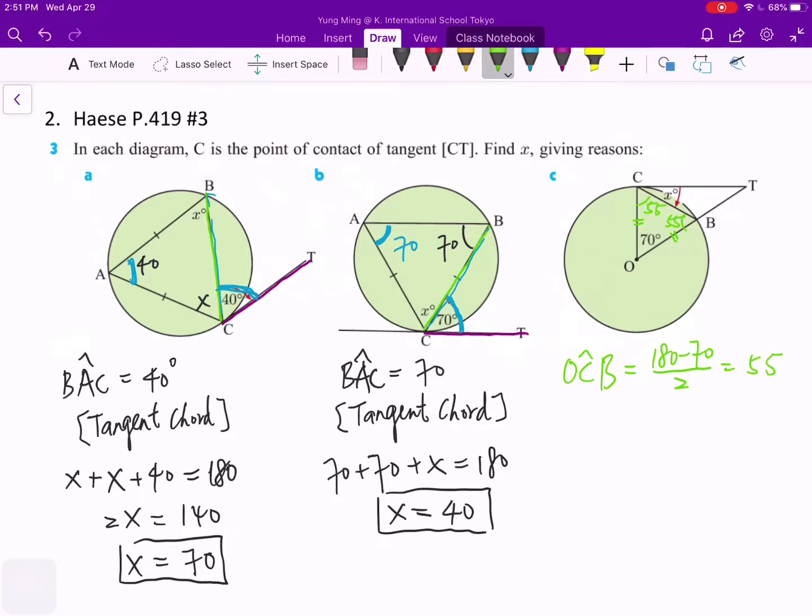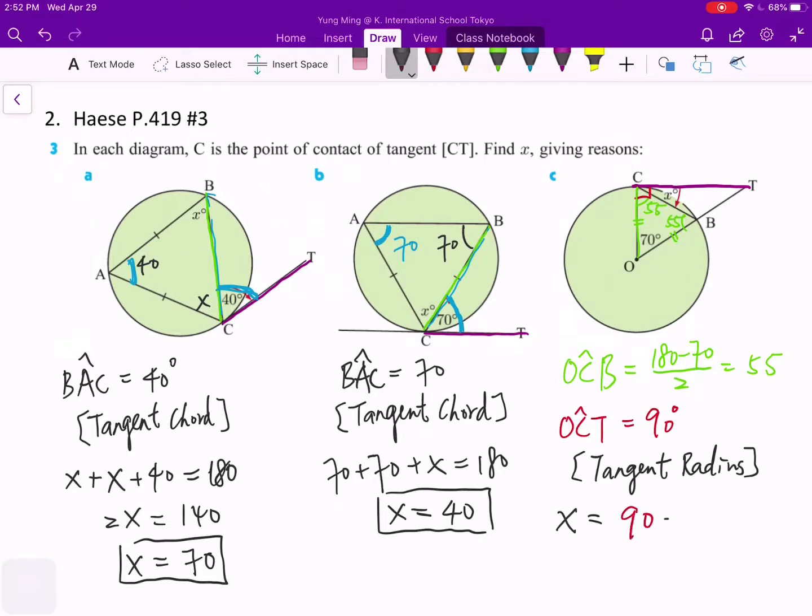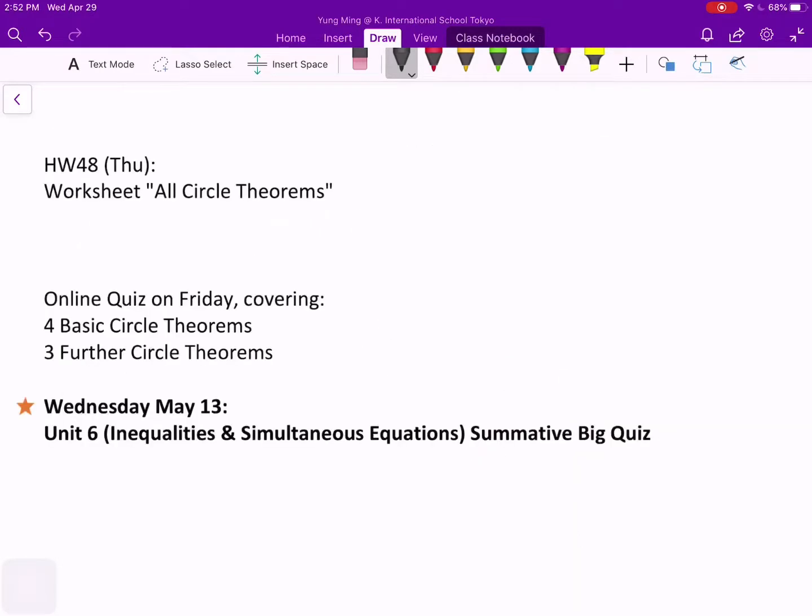Okay, and the second thing that we should realize is that OCT is actually equal to 90. Right, so this angle has to be equal to 90. Why? Because we have a tangent line over here, and then we have a radius over here. Right, so according to the tangent radius theorem, we know that it has to be 90 degrees. And once you know that's 90 degrees, you're done. You basically can solve for x very easily. x is basically the difference between a 90 degree angle and a 55 degree angle. So x is equal to 90 minus 55, and we get our answer, x equals 35. And that's it for this series of questions. And that's all for today as well.